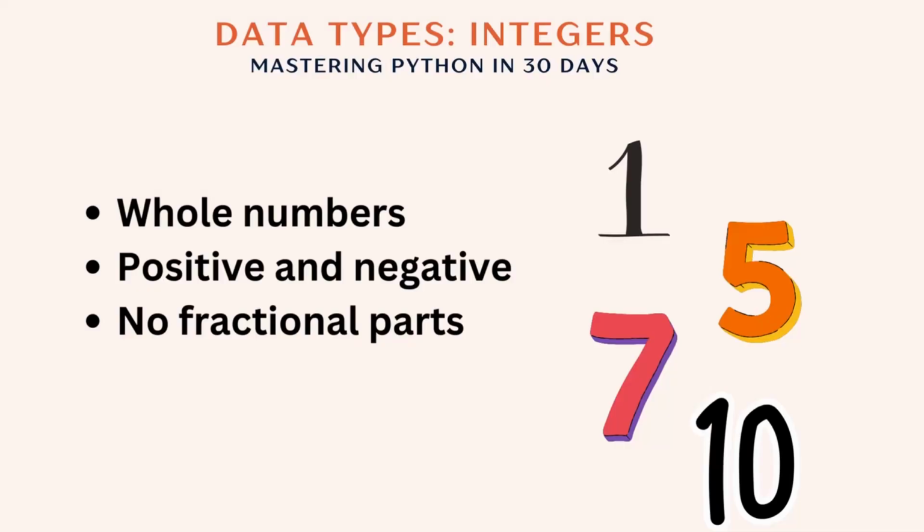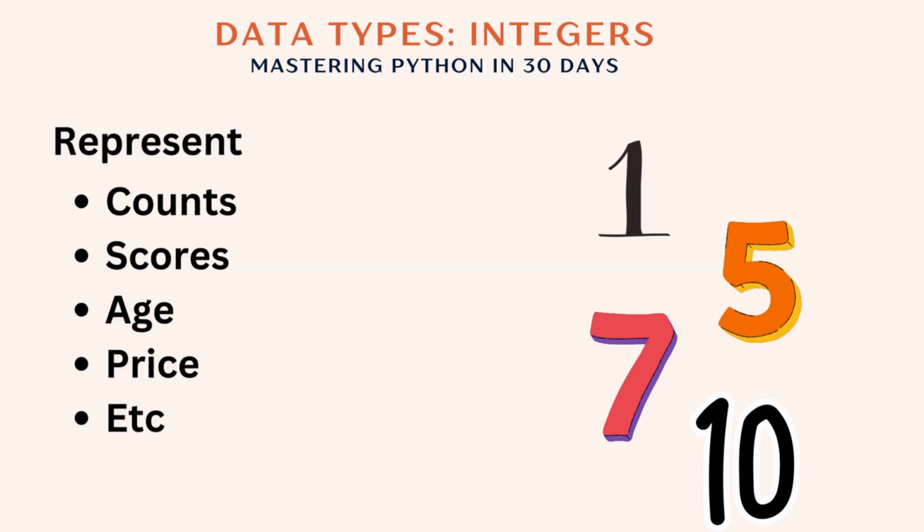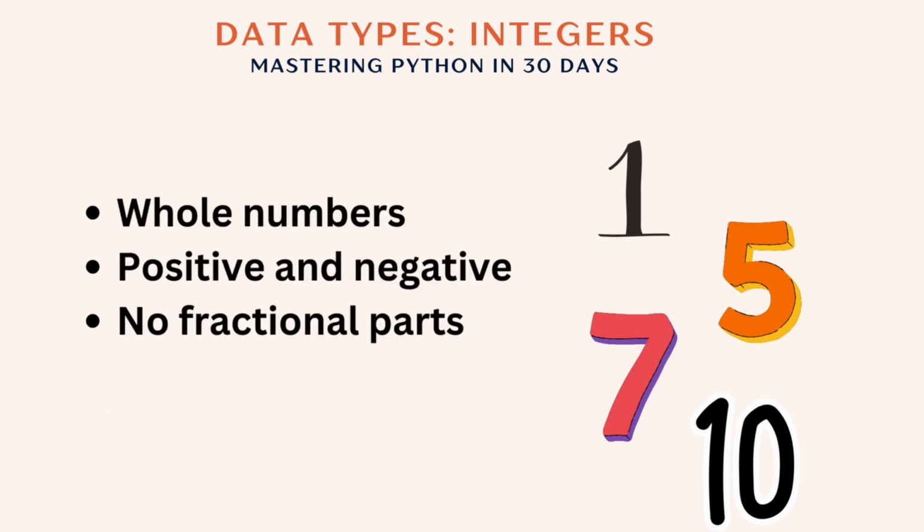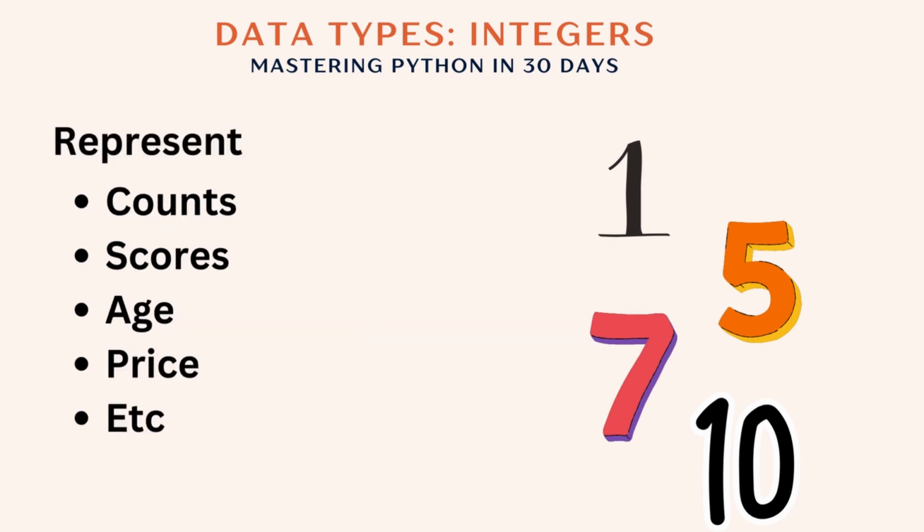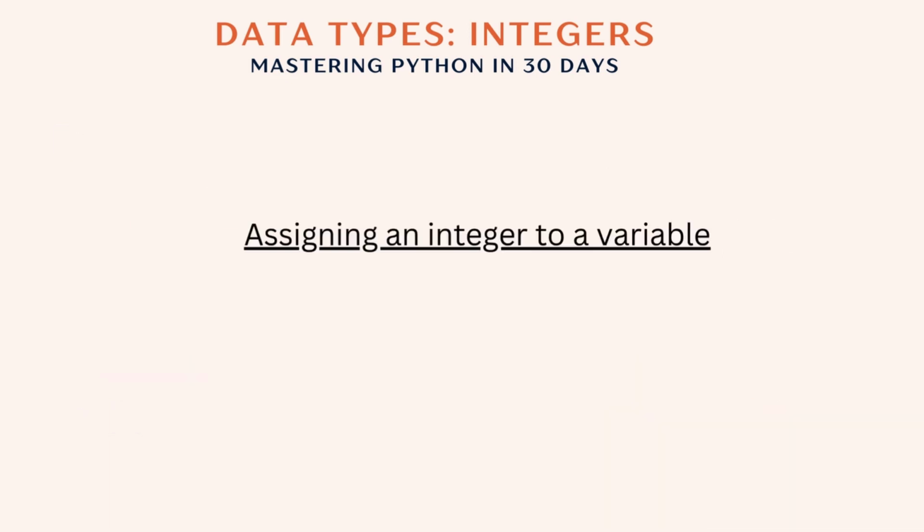Integers are whole numbers, both positive and negative, without any fractional parts. They are used to represent quantities like counts, scores, age, and much more. Let's explore integers and see how we can work with them in Python.